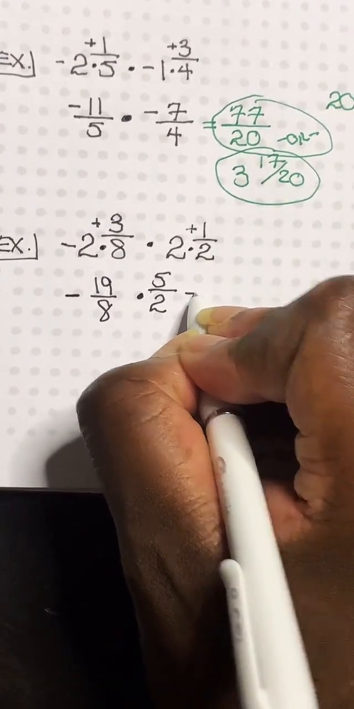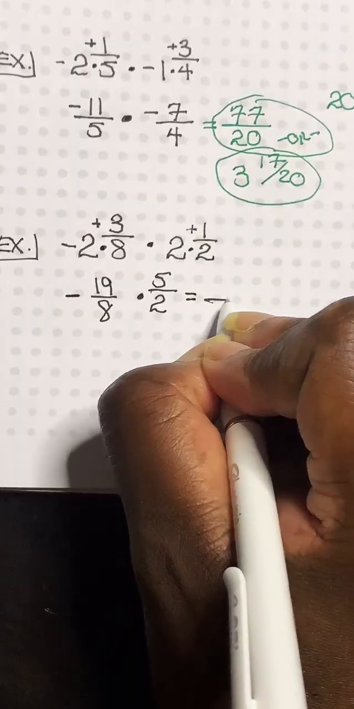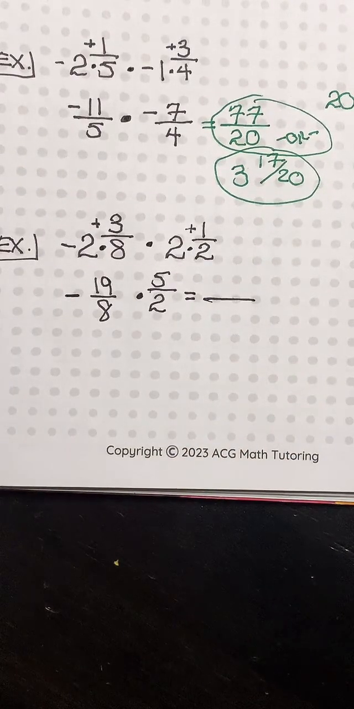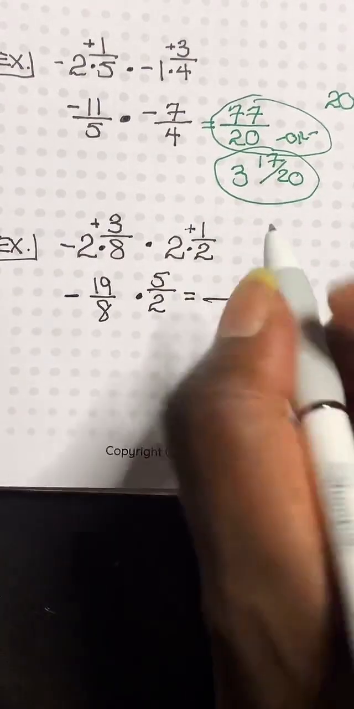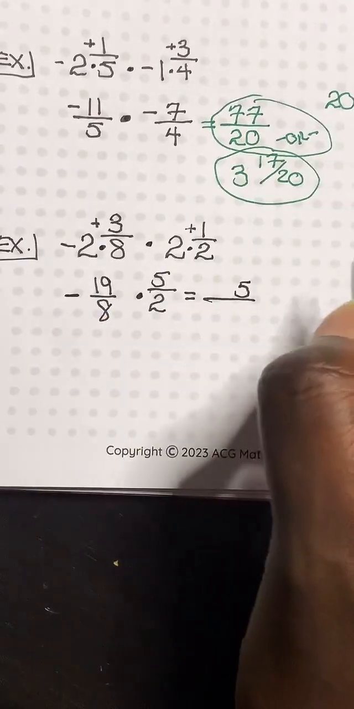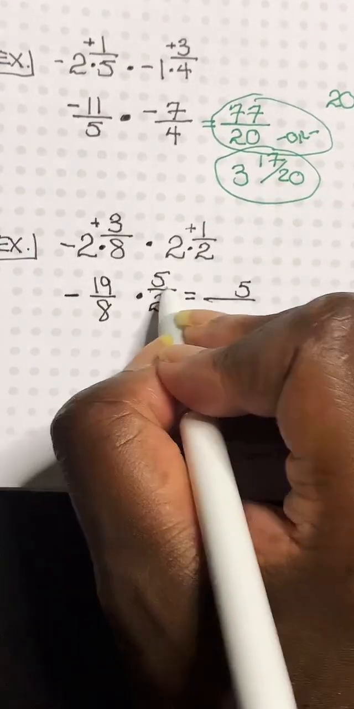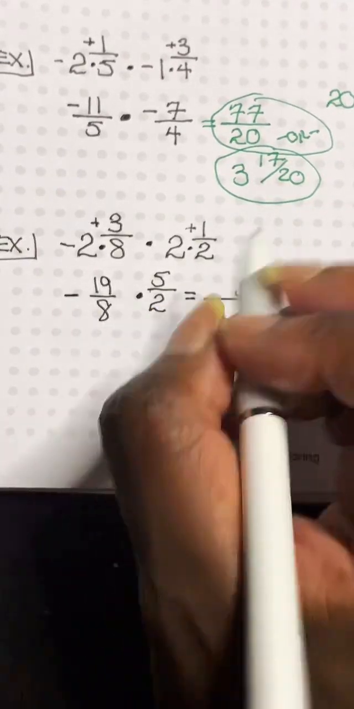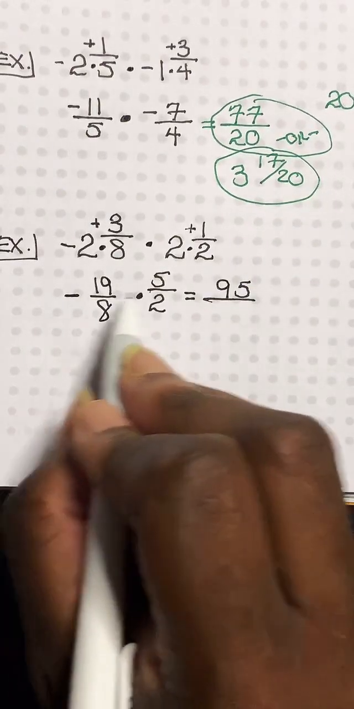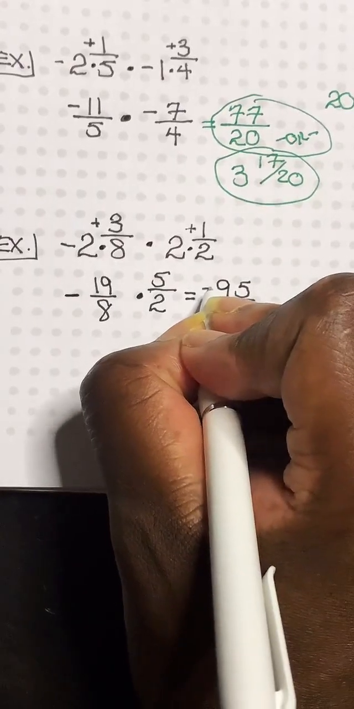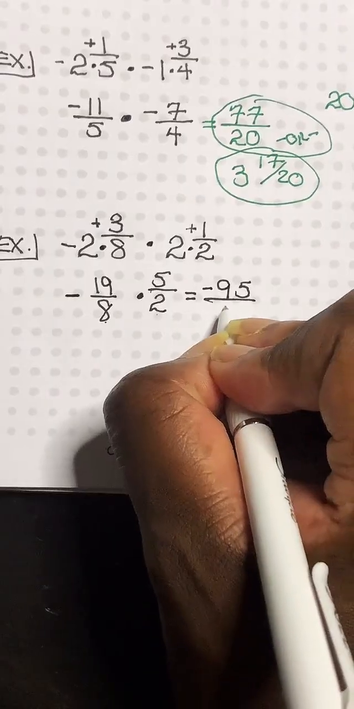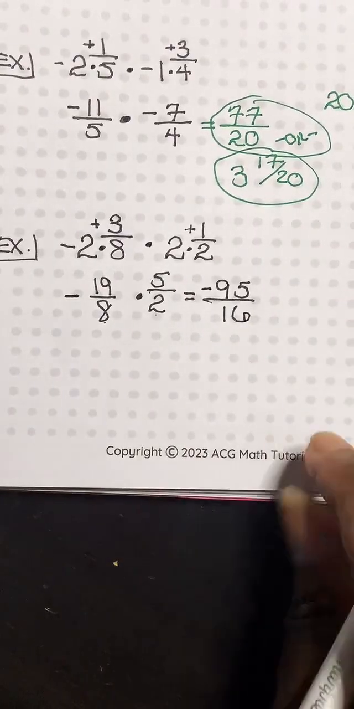So now I'm going to multiply straight across. So we have our 19 times 5. So 9 times 5, that's 45. So it'll be a 5. Carry the 4. So 5 times 1 gives me 5 plus 4 gives me the 9. And a negative times a positive gives me a negative. And then 8 times 2, that gives me my 16.